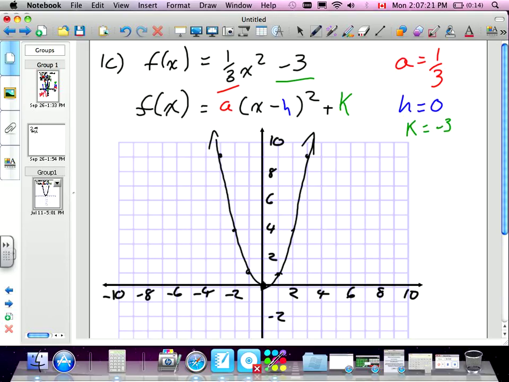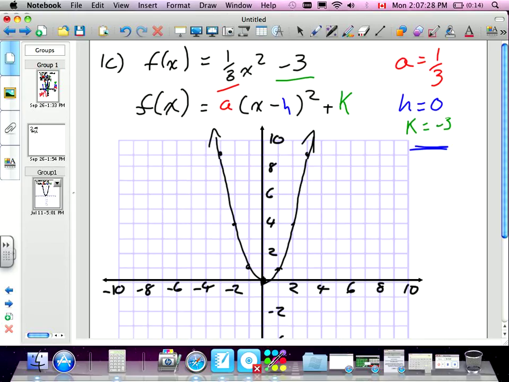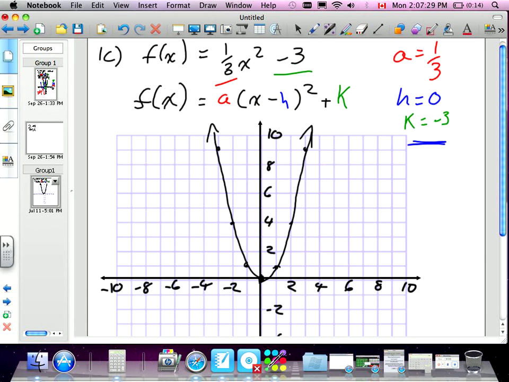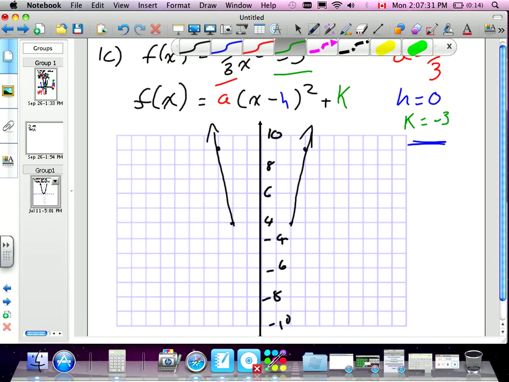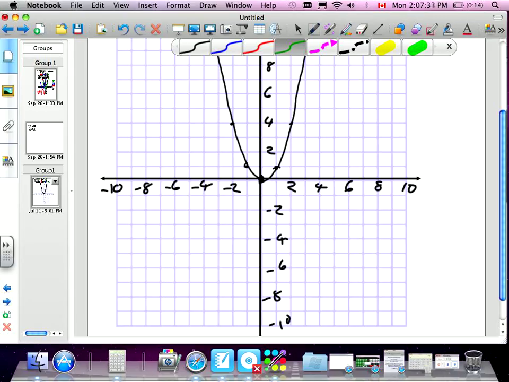Next I'm going to deal with specifically the k. It's usually the easier ones to work with. So k is -3, just like our question before. So our entire parabola, our vertex goes down 3, and I'm just going to redraw the parabola from there. Over 1, up 1, over 2, up 4, and over 3, up 9.